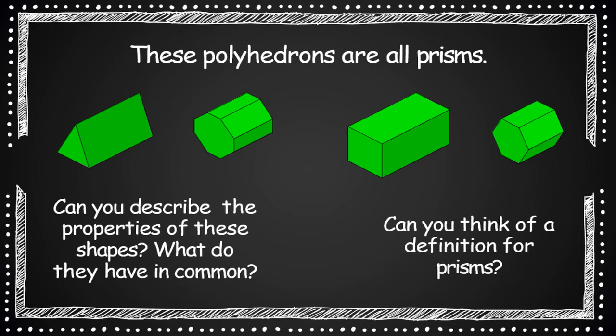All of these polyhedrons are prisms. Can you describe the properties of any of these shapes? What do they all have in common? And when you've got that, can you think of a definition for a prism? Pause the video and write down an answer.